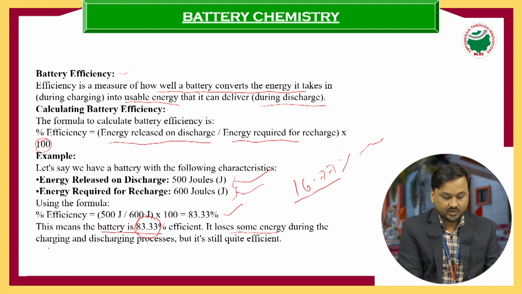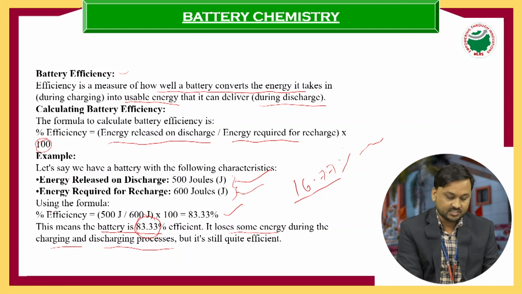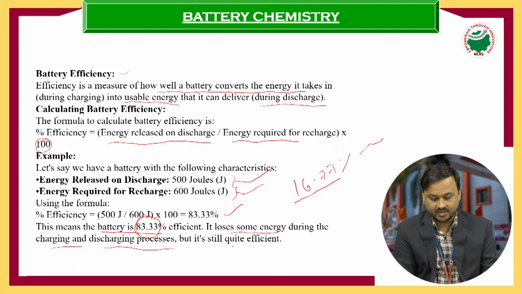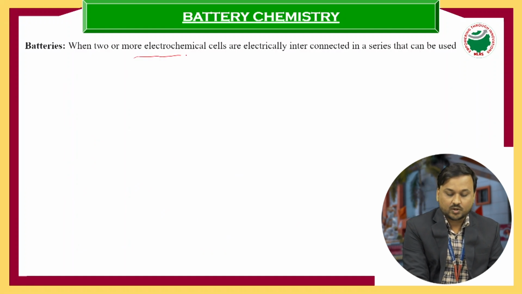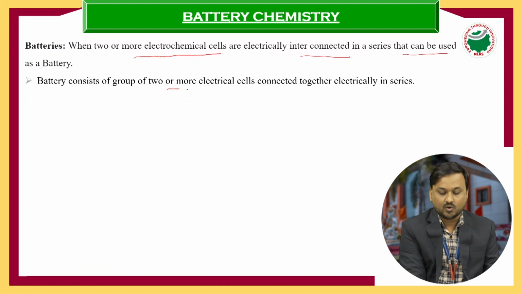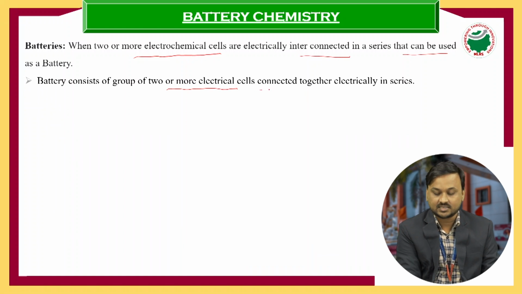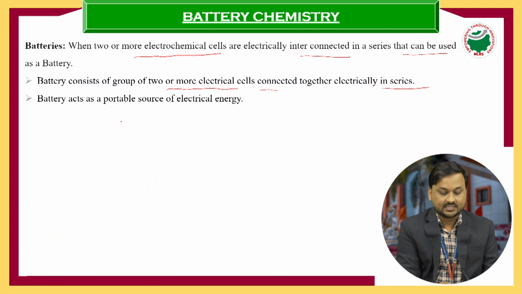This energy during the charging and discharging process is calculated with this formula. But still, this is quite an efficient percentage for a battery. What are batteries? Two or more electrochemical cells interconnected in series are used as a battery. A battery consists of two or more electrical cells connected together in series, and a battery is a portable source of electrical energy.